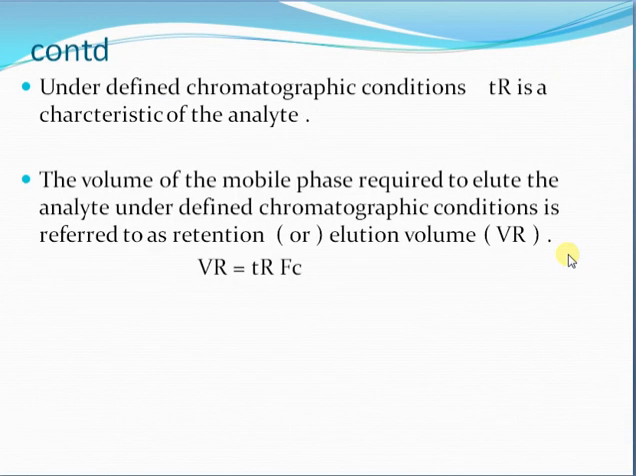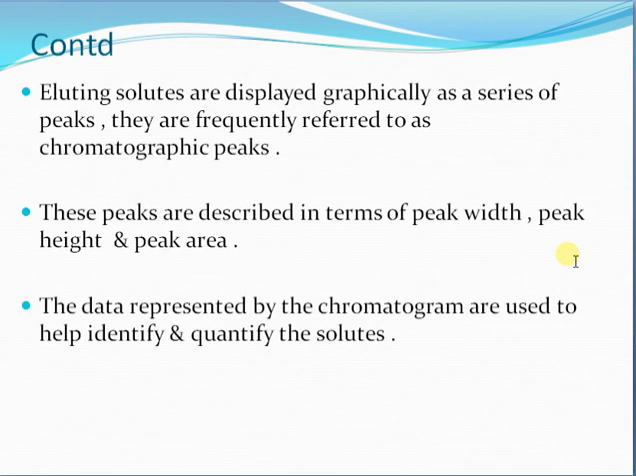Under defined chromatographic conditions of a column, this is a characteristic of the analyte. The volume of mobile phase required to elute the analyte under the defined chromatographic conditions is referred to as retention or elution volume. Eluting solutes are displayed graphically as a series of peaks, frequently referred to as chromatographic peaks. These peaks are described in terms of peak width, peak height, and peak area. The data represented by the chromatogram are used to help identify and quantify the solutes.